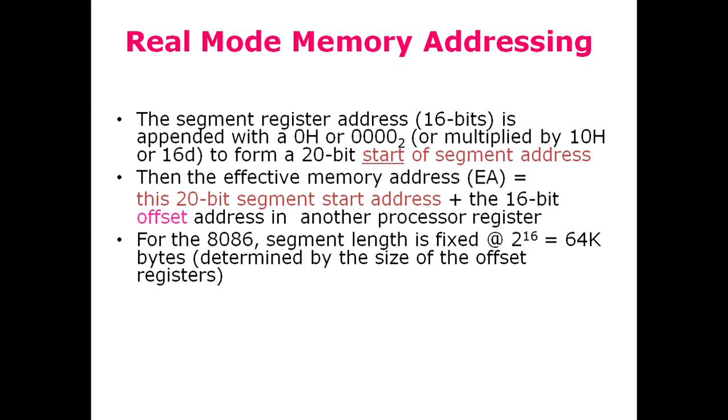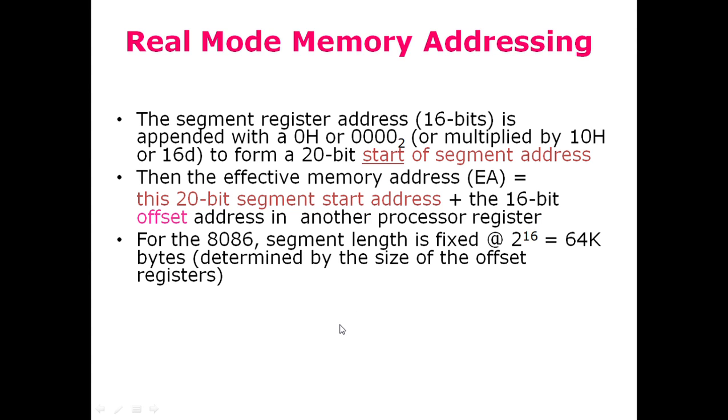Then the effective memory address within that particular segment is calculated by adding a 16-bit offset address to this 20-bit segment starting address. The 16-bit offset address is taken from another microprocessor register. So the 20-bit starting address calculated here is added with a 16-bit offset address taken from any other microprocessor register, and a 20-bit address is calculated, and that is the effective memory address. This effective address is the address of the particular location inside that specific memory segment.